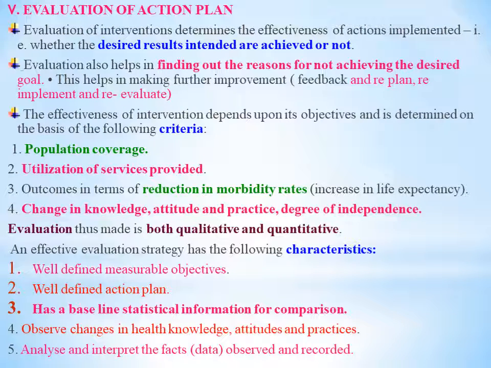Fifth point is evaluation of health action plan. So evaluation of interventions determines the effectiveness of action implemented, whether the desired results intended are achieved or not. So through the evaluation, we have to find out whether they have got the desired results. So this evaluation helps us to find out the reasons for not achieving the desired goal. So once if you find out that there is no further improvement, we can get the feedback of the people, we can re-plan the whole thing, we can re-implement the whole thing, and we can re-evaluate.